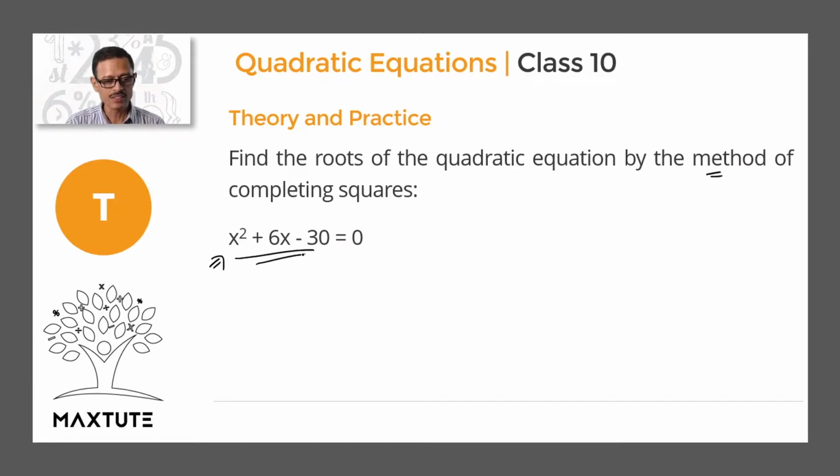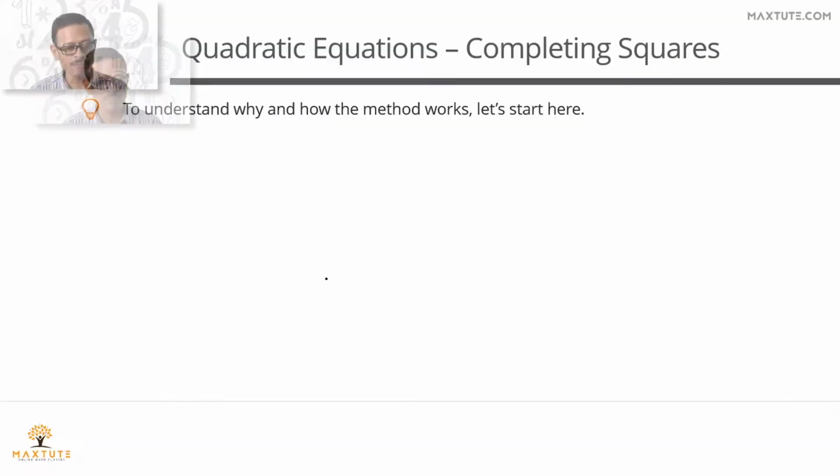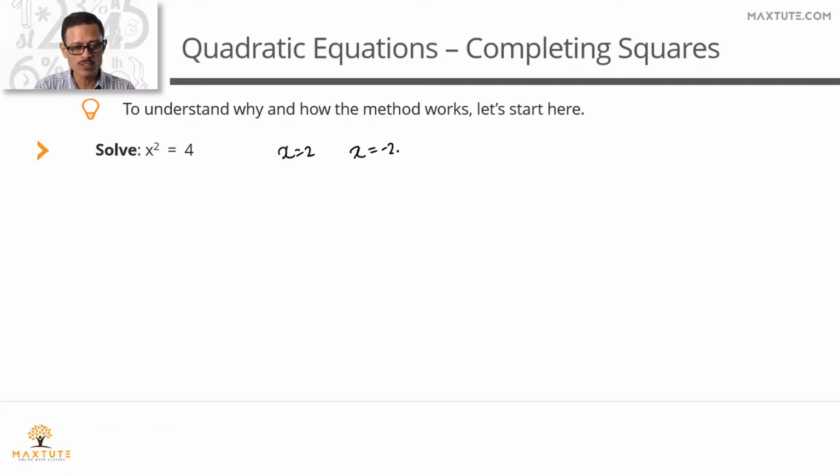I'm going to be starting with something very simple. Remember this equation. This is our objective as far as this question goes. We need to find the roots of x square plus 6x minus 30 equals 0. But we're not going to start here. We're going to be starting with something very simple. x square equals 4. So if we had something as simple as this, what is the value of x? Value of x is x equals 2 or x equals minus 2.